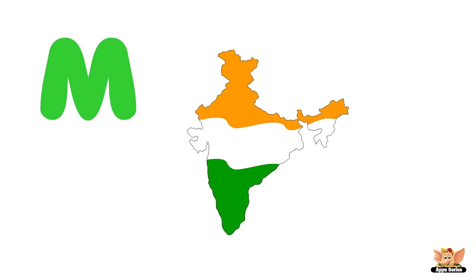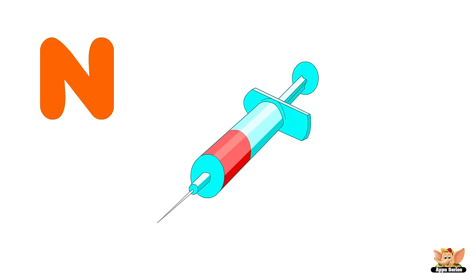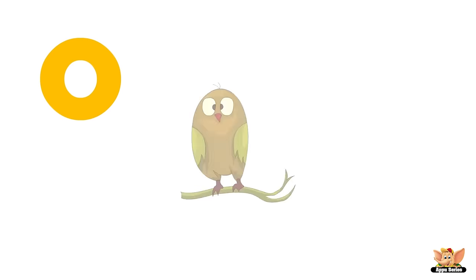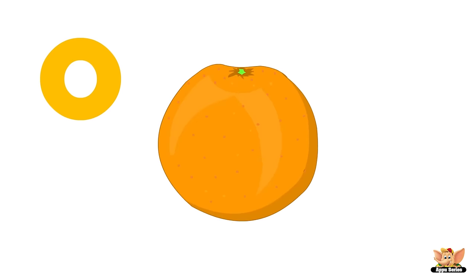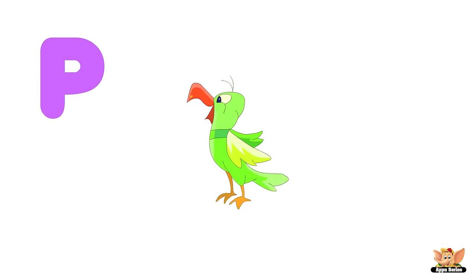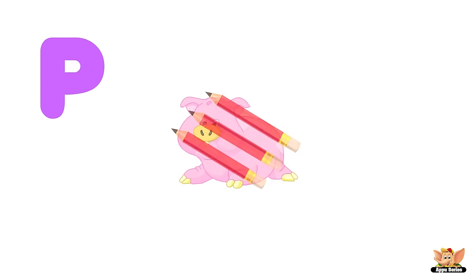M is for moon, mango, map, mouse. N is for nest, needle, necklace, nurse. O is for owl, orange, ostrich, octopus. P is for parrot, piano, pig, pencils.